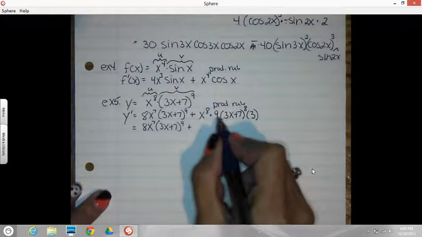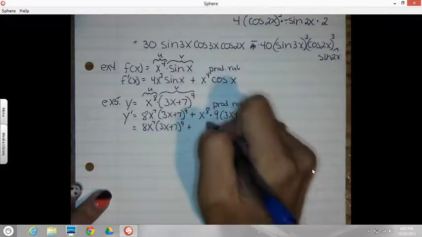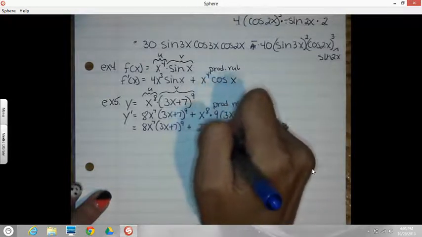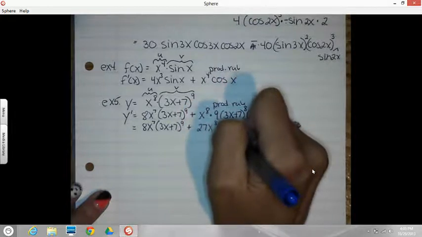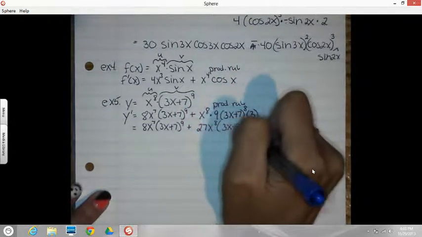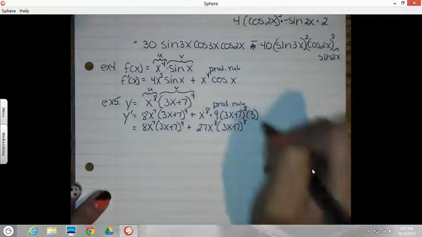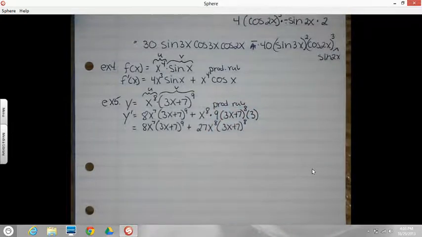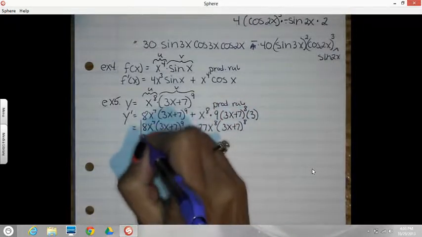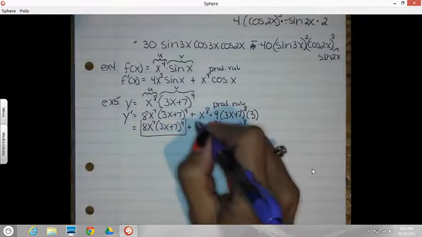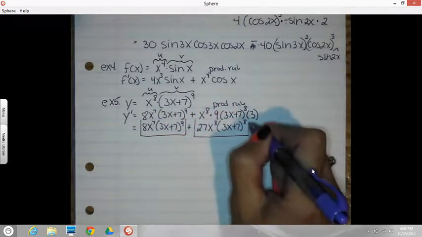I would just simplify and multiply the 9 times the 3 here and get 27 x to the 8th, 3x plus 7. Okay, remember, think baskets. There's 2 big baskets here. This one's a basket, added to this second basket.